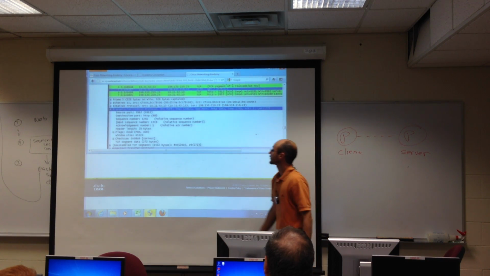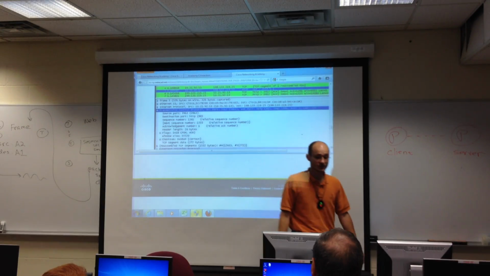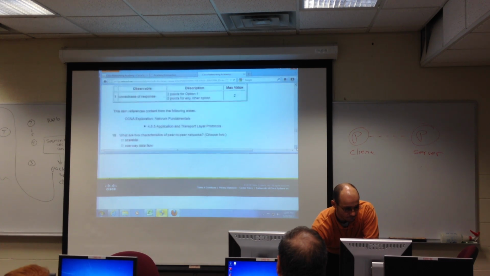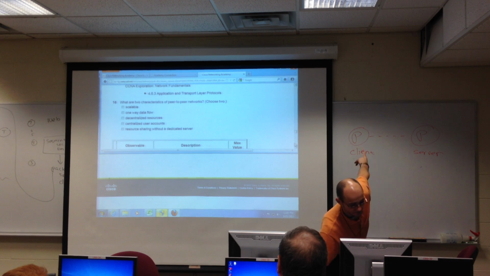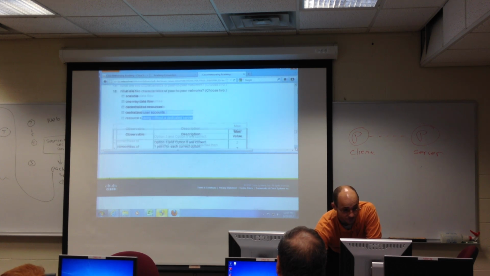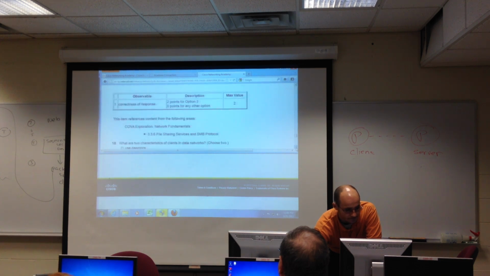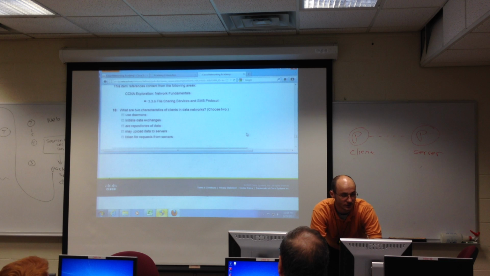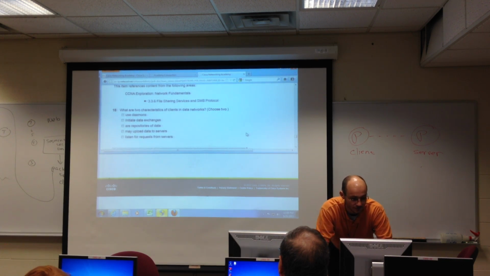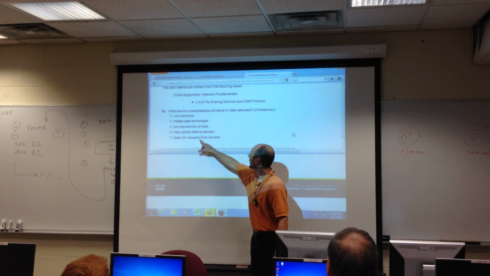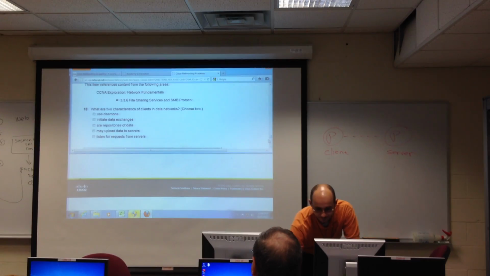If this is all you can see, and you look at the destination port, what service are you accessing? Web, port 80. Which 2 characteristics of peer-to-peer network? We've talked about that. Decentralization of resources, and you can share files without a dedicated server. What application layer protocol describes services used by Microsoft for file sharing? SMB. What are the 2 characteristics of clients in the data network? This is like in the last chapter, right? They initiate data exchange, and they upload data to servers.